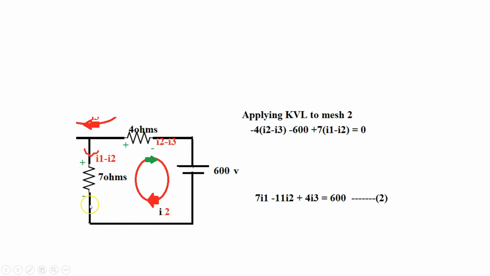Then proceeding here, it is entering from negative polarity. So it is plus 7I1 minus I2 equal to 0. Step by step, if I solve, minus 4I2 minus into minus plus, so plus 4I3 minus 600 plus 7I1 minus 7I2, then I group it in terms of I1, I2 and I3, I will get this final equation: 7I1 minus 11I2 plus 4I3 equal to 600. This will be the second equation.